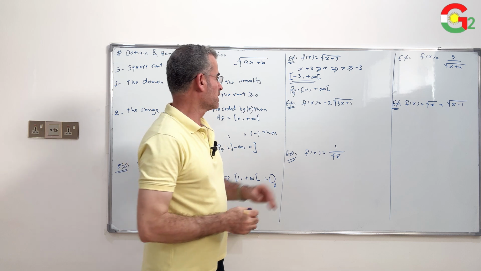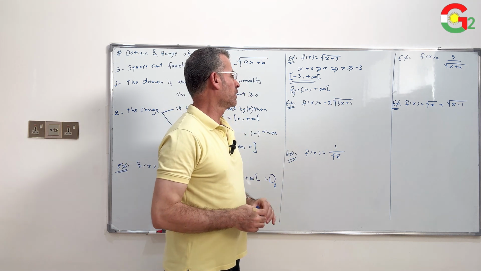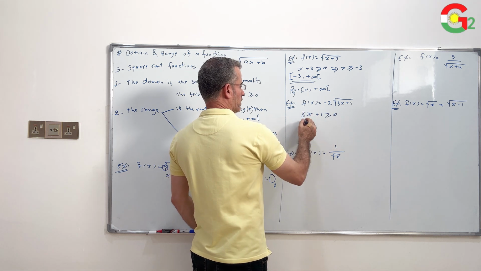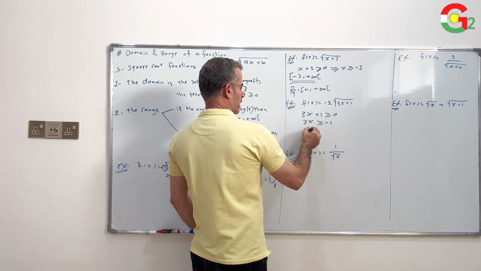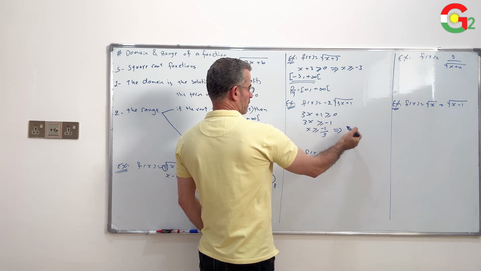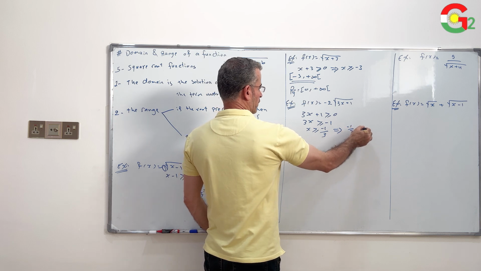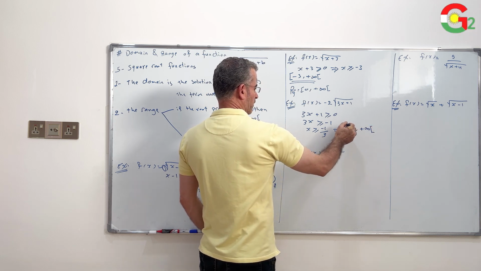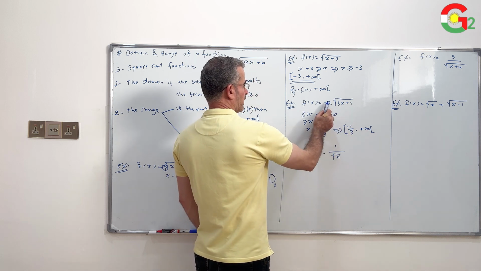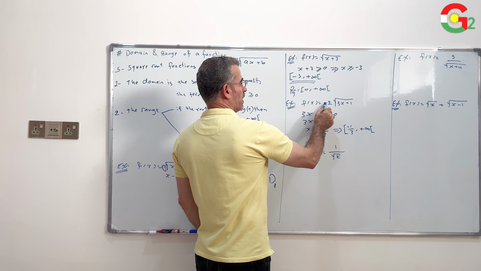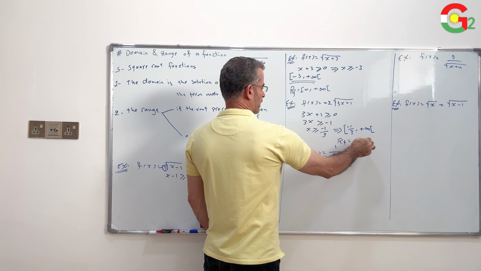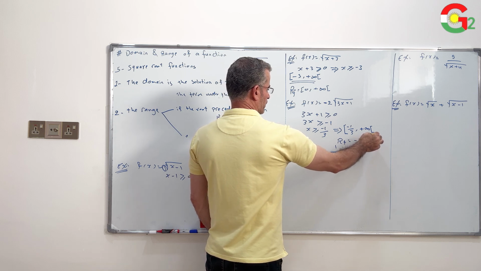Find the domain and range of this function, negative 2 square root of 3x plus 1. Set 3x plus 1 greater than or equal to 0, 3x greater than or equal to negative 1, x greater than or equal to negative 1 over 3. Then the domain is negative 1 over 3 to positive infinity, open bracket from the side of infinity, closed bracket from the side of negative 1 over 3. Since the root is preceded by a negative number, the range is from negative infinity to 0.